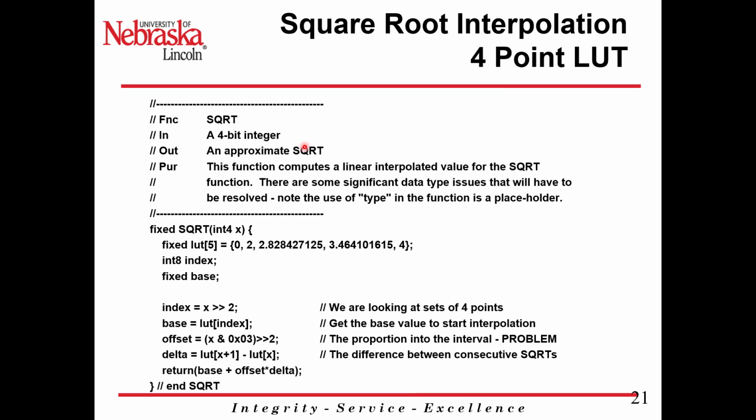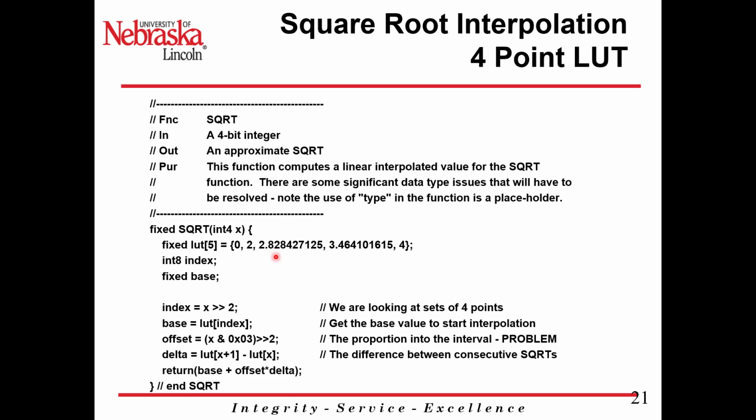So I can create a function called square root in pseudo C code. It takes in a floating integer and then approximates a square root for it based upon our lookup table. The output's an approximate square root. This function does linear interpolation to calculate the square root value of the function. The type in our function is going to be a placeholder right now, so we're just going to take a look at how the pseudocode works.